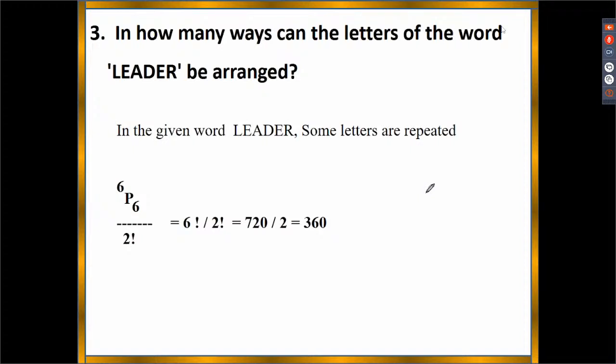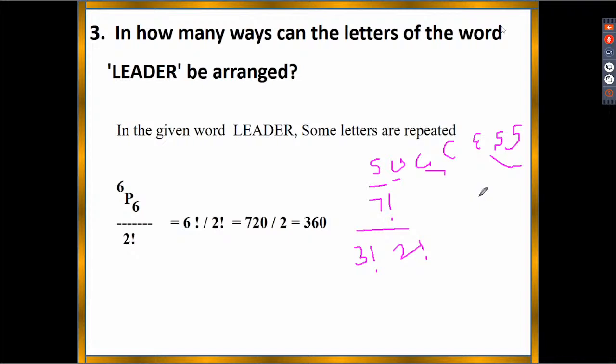Okay, next one. If multiple letters are repeated, then what will we do? No problem, the same concept you have to apply. SUCCESS. Whenever letters are repeated, total 7 letters, 7P7, 7 factorial by S is repeated 3 times, 3 factorial, and U only 1 time. C repeated 2 times, 2 factorial. E is also only 1 time, no need to write again. So 7 factorial by 3 factorial into 2 factorial.